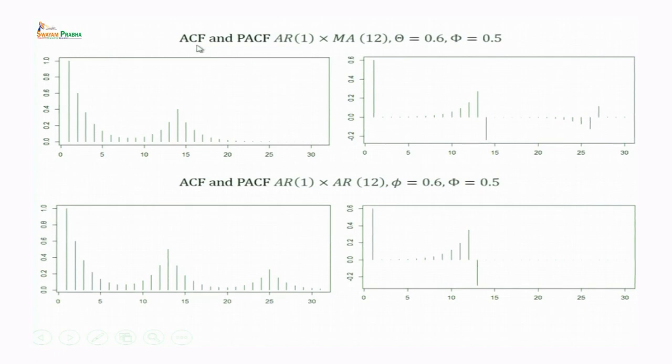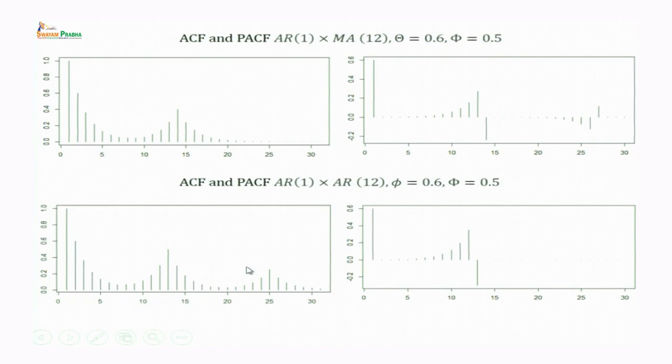Then these are the ACF and PACF of AR1 MA12 processes. This behaves like the ACF of an AR process up to this point. Again, it starts increasing and then decreases. Similarly, you have the PACF of this process.